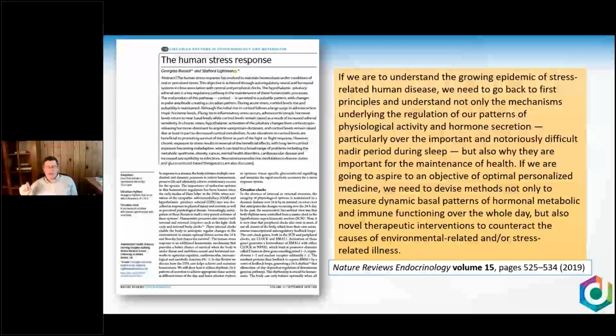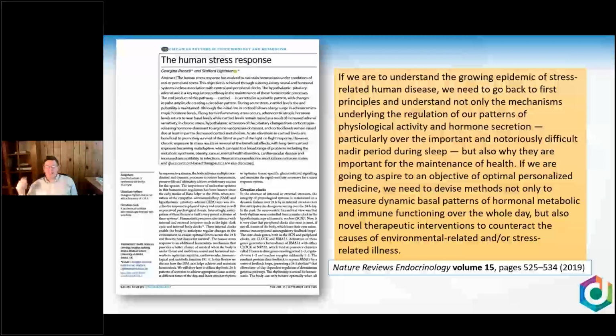If we are going to aspire to an objective of optimal personalized medicine, we need to devise methods not only to measure dynamic basal patterns of hormone metabolism and immune function over the whole day, but also novel therapeutic interventions to counteract the causes of environmental related or stress related illness.